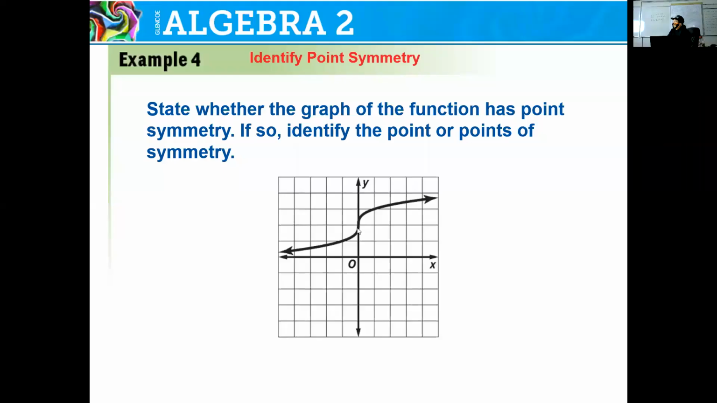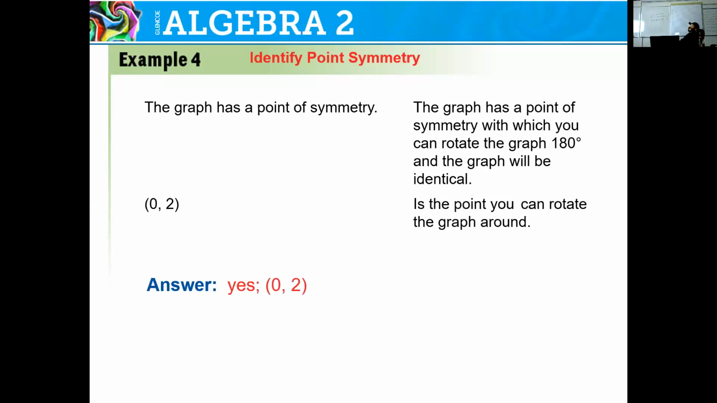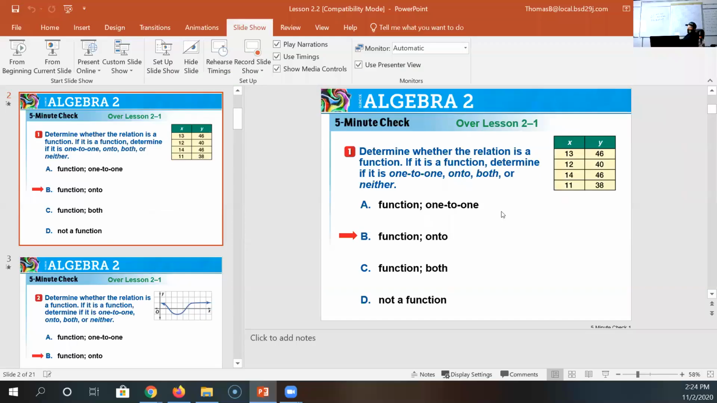Once again, here's the point of symmetry. Here's that 1, 3. You can see it fell upon a grid line, so that made it easy. Here's negative 1, 1. Had to go up and right 1, had to go down and left 1. Since those check out, that proves that I have point symmetry. So the graph has a point of symmetry, which we can rotate the graph 180 degrees, and the graph will be identical. That point is at 0, 2, so we would answer yes, 0, 2.